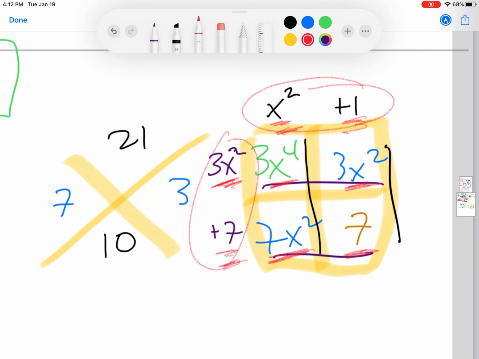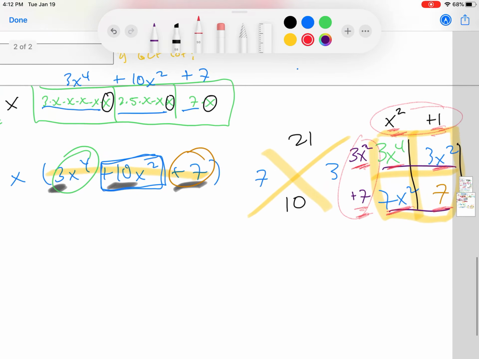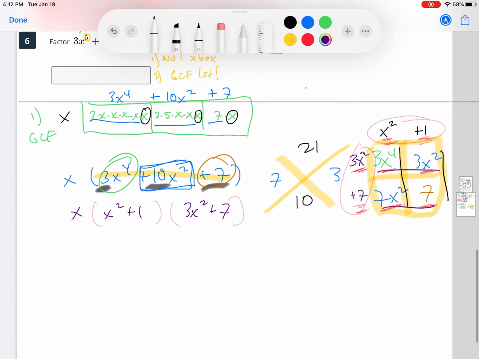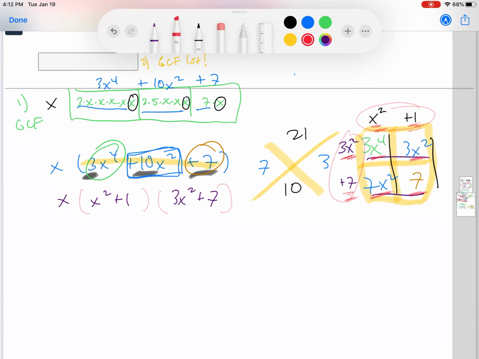So, okay, pay attention. I just highlighted those in red. So let's write those out. X squared plus 1 and 3x squared plus 7. And don't forget you have that x in front. So this is my answer.